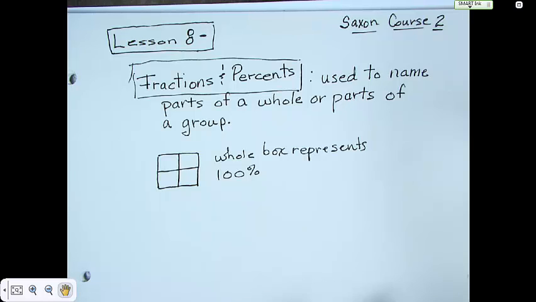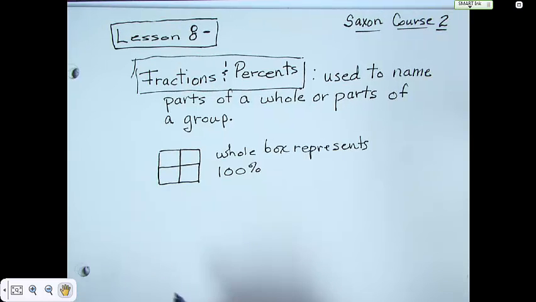Hi there. Today we're going to talk about Lesson 8. Lesson 8 has to do with the beginnings of fractions and percents.